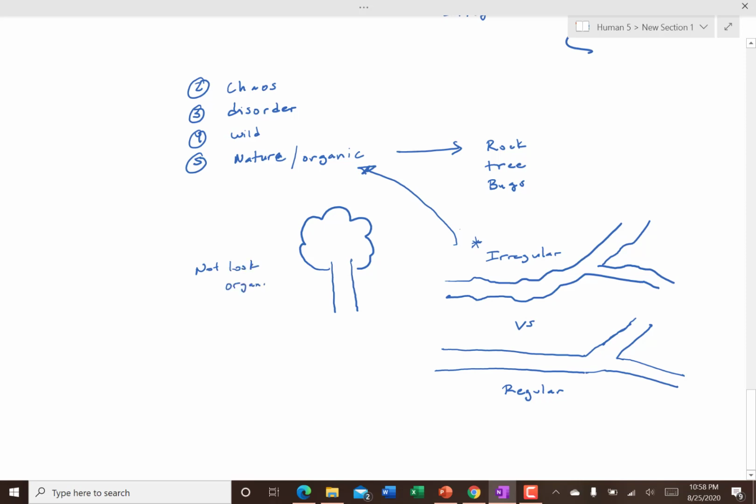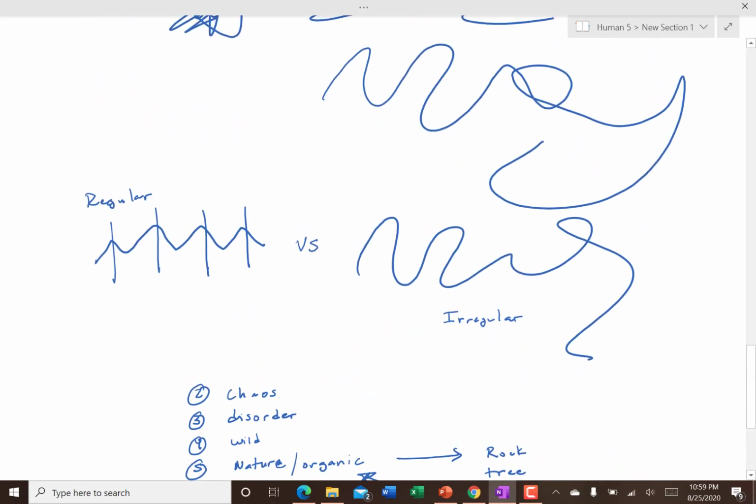The other way you can see it is if you have a row of trees and they're all the same height, right? Or a mountain range where the peaks are all the same. That's not how nature works. That's not how organic things work. They're irregular. They're not these organized, perfectly aligned lines and shapes. So we tend to think of irregular as connected to nature. But it also can, like I said, be about chaos and disorder, right?